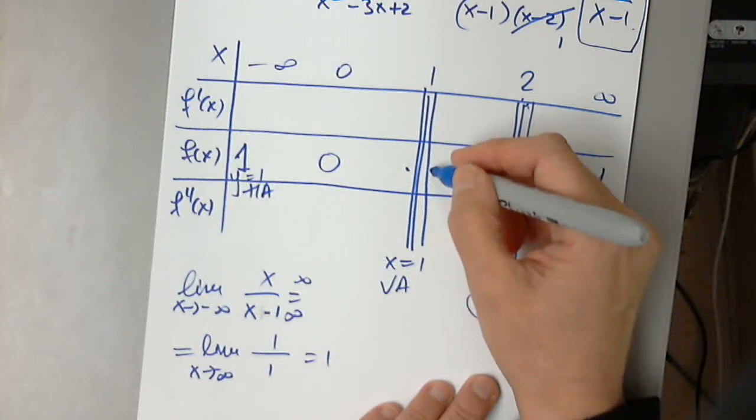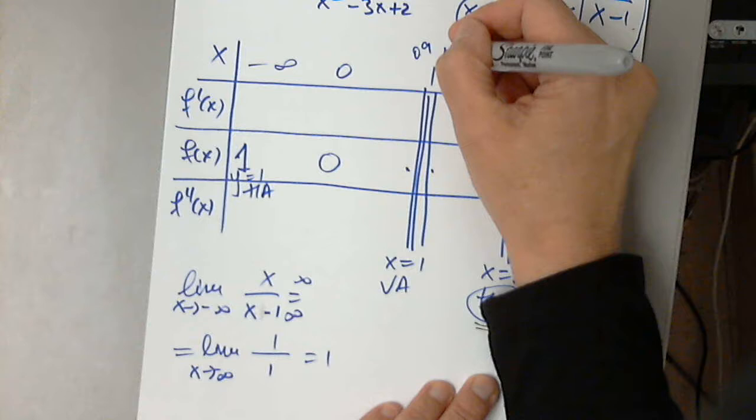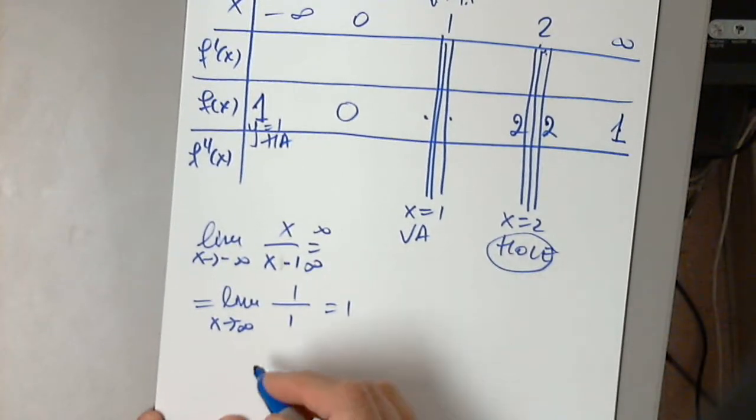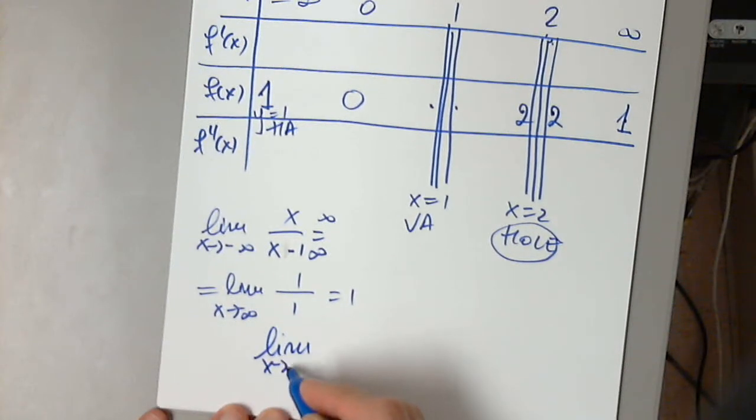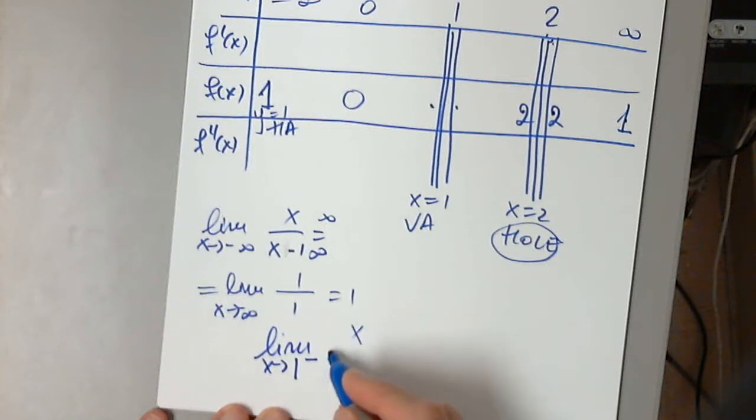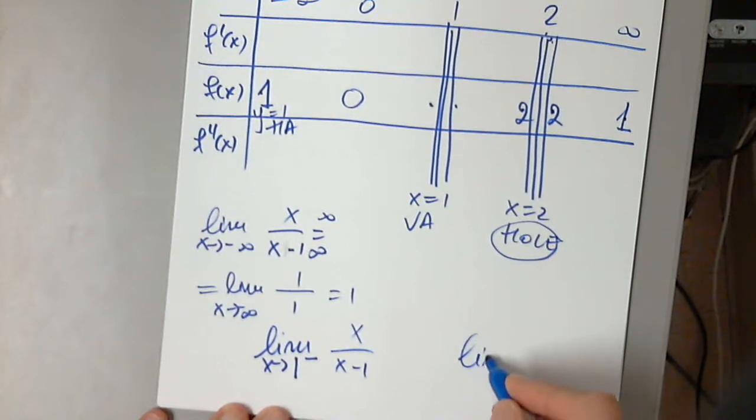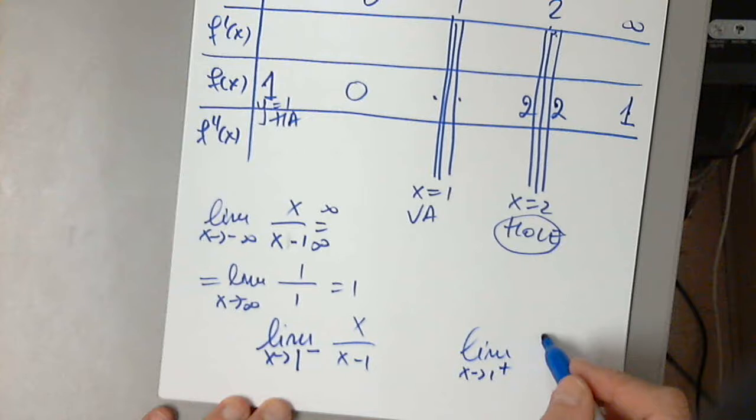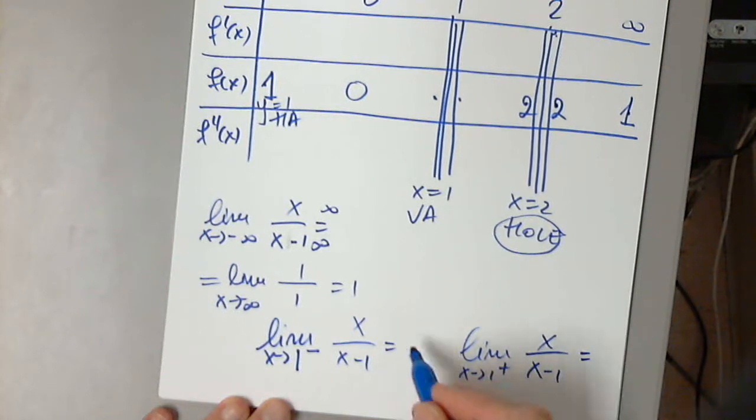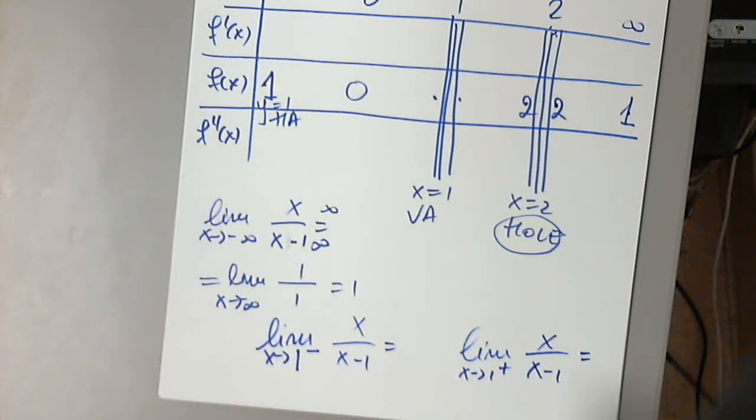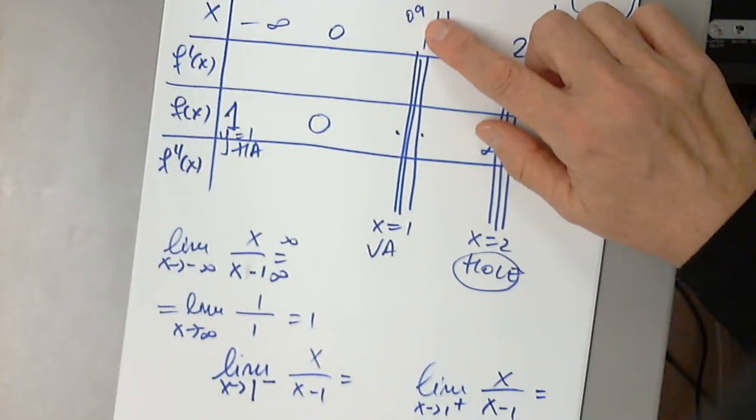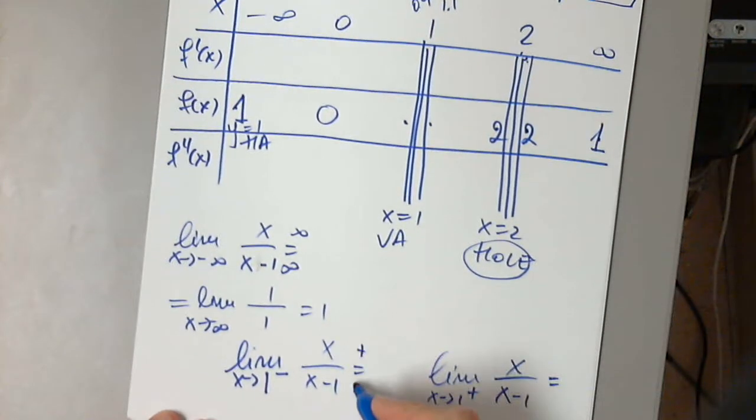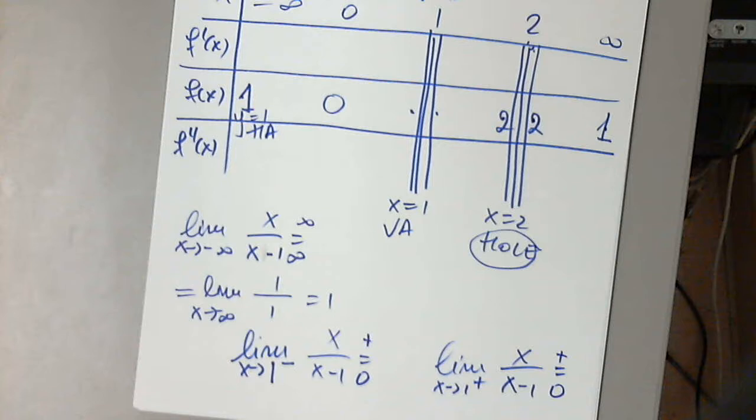Finally, I need these two with 0.9 and 1.1. So I determine the limit as x approaches 1 from the left of x over x minus 1, and then the limit as x approaches 1 from the right of x over x minus 1. So when I plug in 0.9, of course, this is a positive number, but this is 0. That's the problem. That's why the answer will be negative or positive infinity.